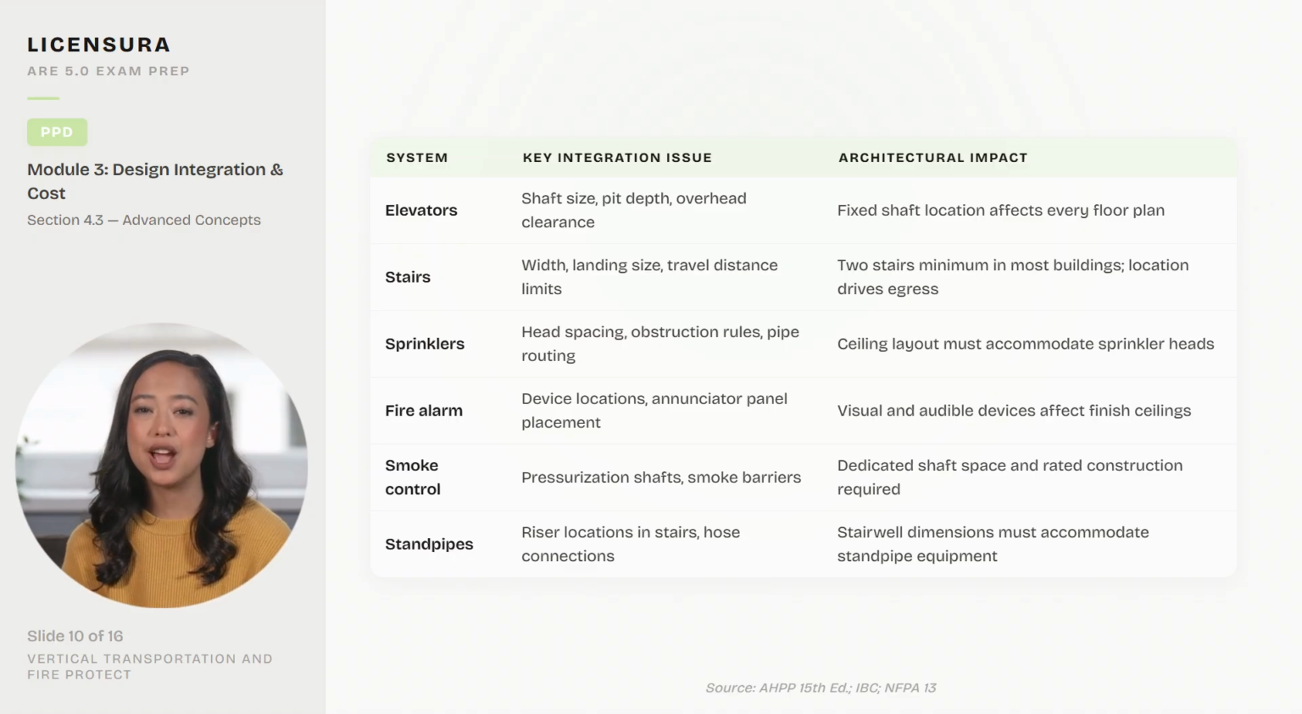This list covers product representation and warranty concepts. Manufacturers provide product data, test reports, and samples for architect review. Shop drawings are the contractor's interpretation of the design. The architect reviews them for conformance with design intent.